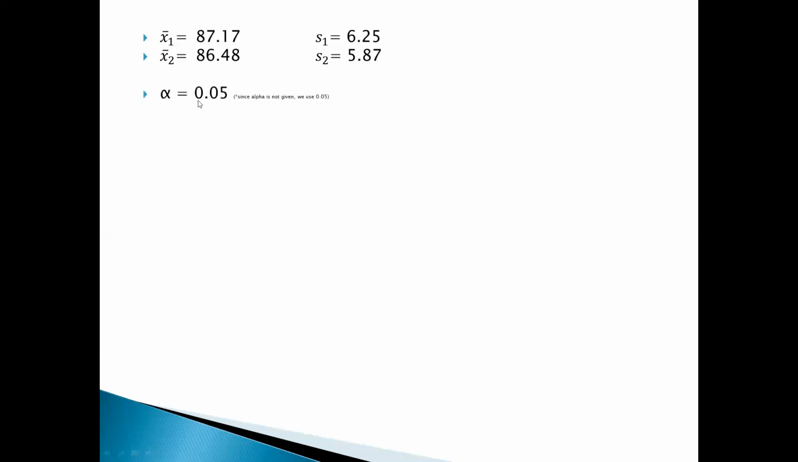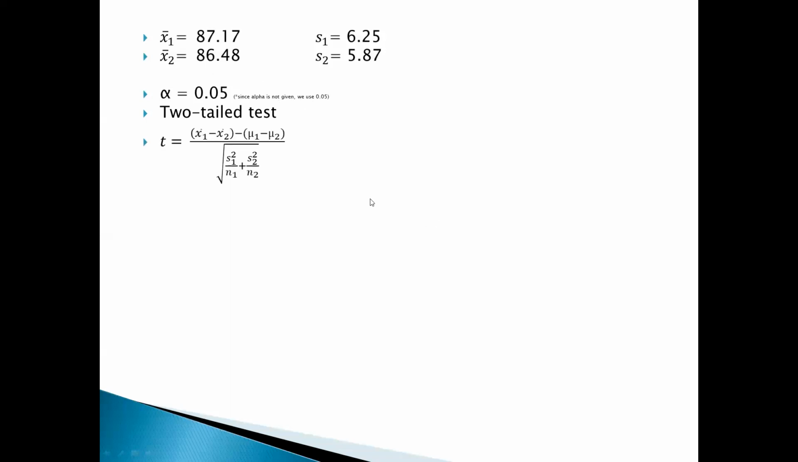So alpha is 0.05. Since alpha is not given in the problem, we use 0.05 as discussed from our class. So if the alpha is not given, we use 0.05. This is a two-tailed test because there's no specific direction to which of the two universities is seen to be better or seen to have higher grades or lower grades.